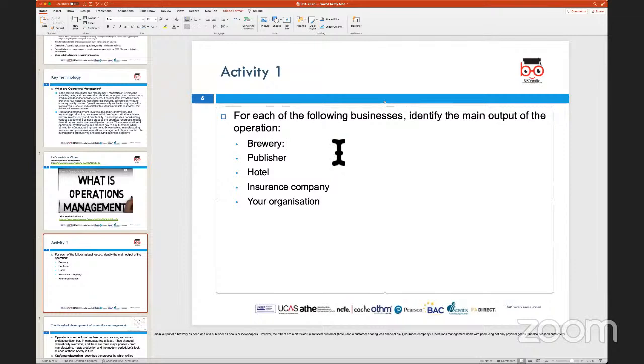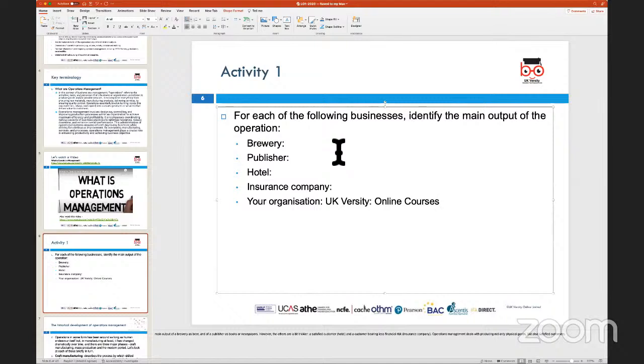So what do you think a brewery will produce as an output? Any ideas? What does a publisher produce? What does a hotel offer? What does an insurance company offer? And if you work within a company, what does your organization offer? So say, for example, if you look at UK Versity, in terms of our organization, we offer online courses. So the operational aspect of running, teaching, assessing, verifying, and certification would basically be the offering, which is online courses.